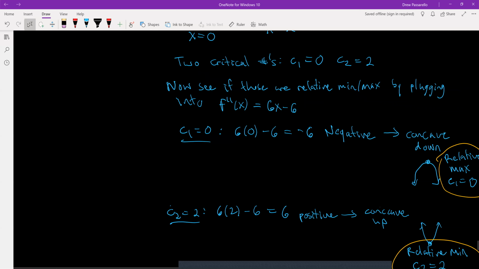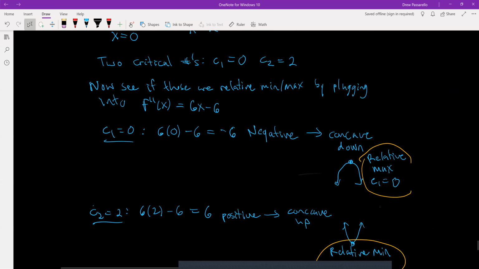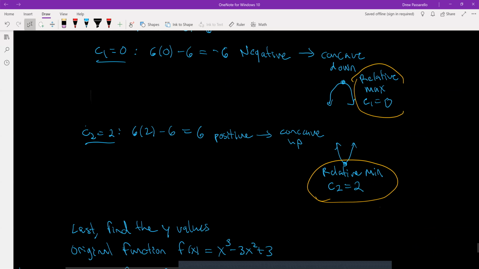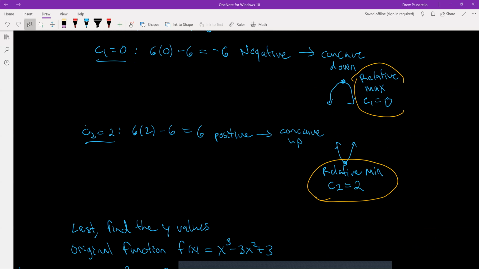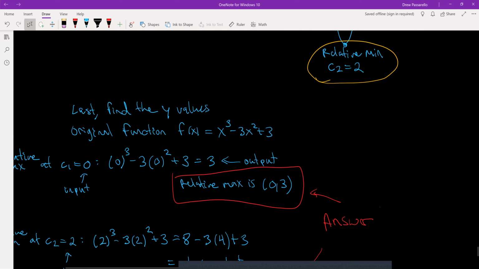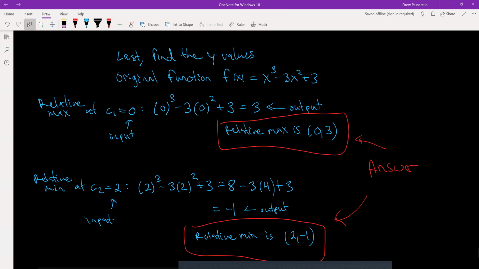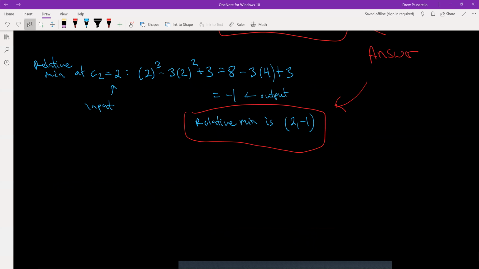And the first one, we got -6, which is a negative number. So that means the graph's opening downward. And since it's opening downward, then it's going to be a relative max at C1 equals 0. And then the second one, we got +6. Since it's positive, that means the graph's opening upward, which means there's a relative min at C2 equals 2. And then the last thing we did was find the y coordinates that go with each relative min or max value. All right, and that's how you do the second derivative test.